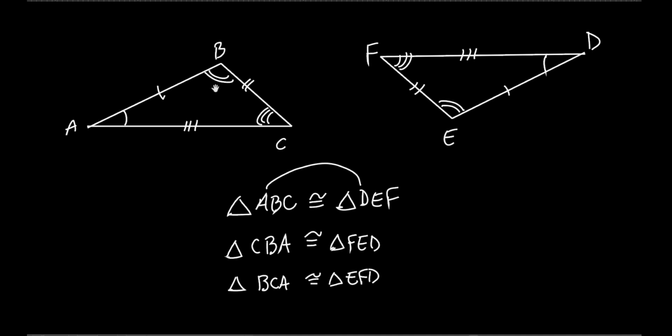All right. So if I ask you what are the congruent parts of this, what would you say? Angle A is congruent to what? Angle D. Angle B is congruent to angle E. Angle C is congruent to angle F. What are my other congruent parts? Side AB, or line segment AB, is congruent to what?